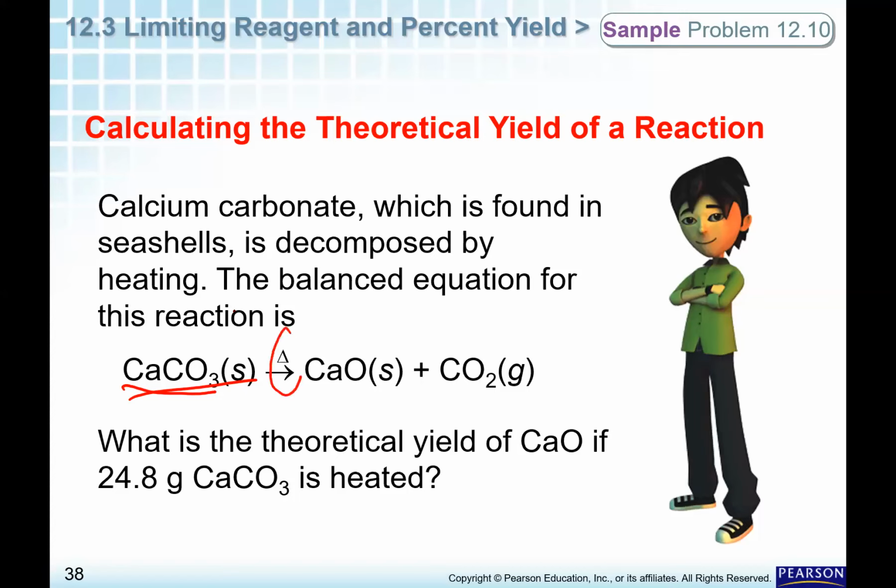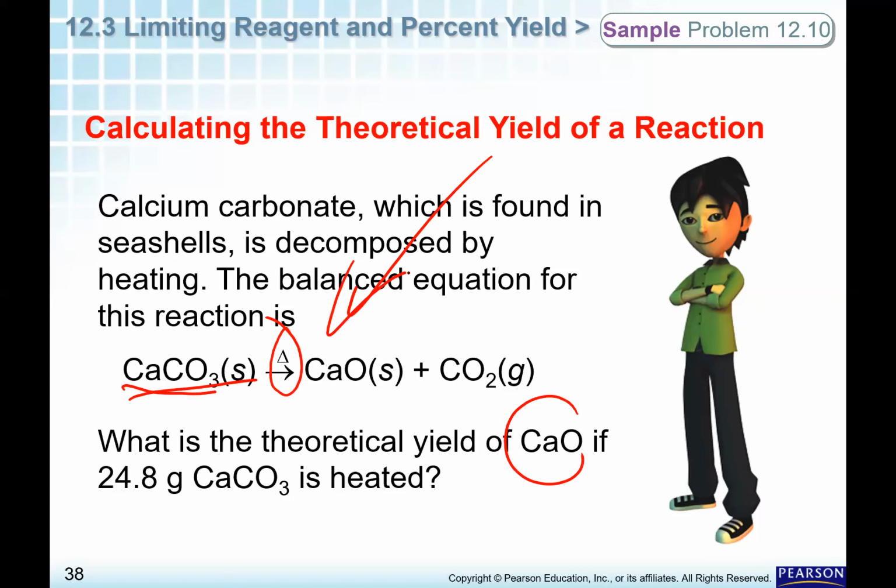So the triangle here is for heat. The balanced equation for the reaction is that calcium carbonate produces calcium oxide and carbon dioxide. What is the theoretical yield of calcium oxide? How many grams of this? Here it is very clear and straightforward. It says what is the theoretical yield.